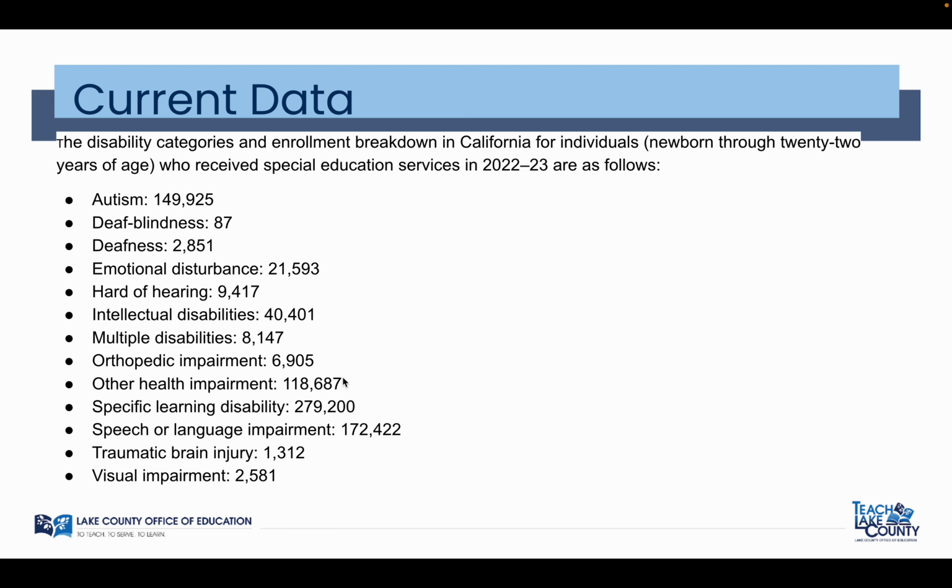OHI, 118,687. And then specific learning disability, 279,200. So SLD is the highest, followed by speech or language impairment, followed by autism, followed by OHI. And then traumatic brain injury, 1,312, visual impairment, 2,581.